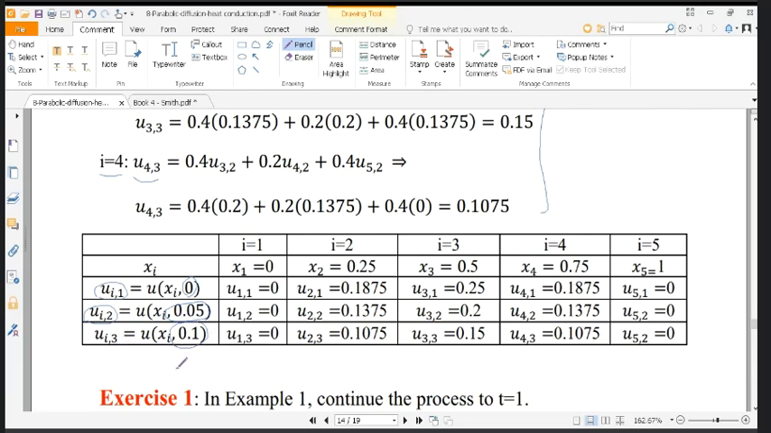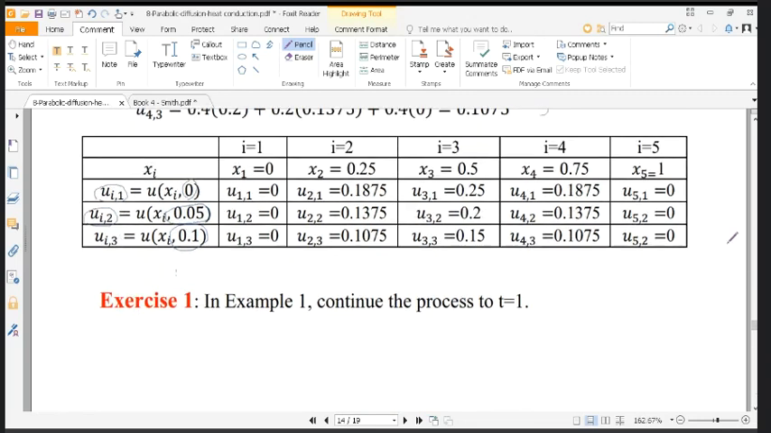And for an exercise, you should continue this process to t equal to 1. I computed this step for you for 3-step size. You should continue this process to reach t equal to 1.